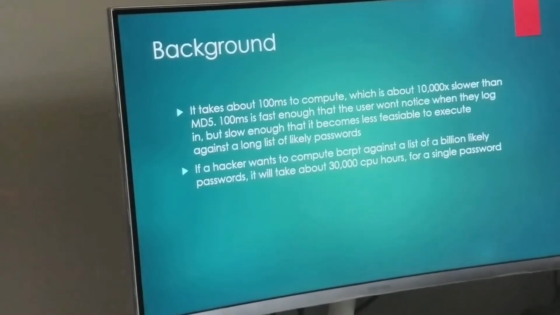A little background information. It takes about 100 milliseconds to compute, which is about 10,000 times slower than Md5. 100 milliseconds is fast enough that the user won't notice when they log in, but it makes it less feasible to execute against a long list of likely passwords. If a hacker wants to compute Bcrypt against a list of a billion likely passwords, it would take about 30,000 CPU hours for a single password.